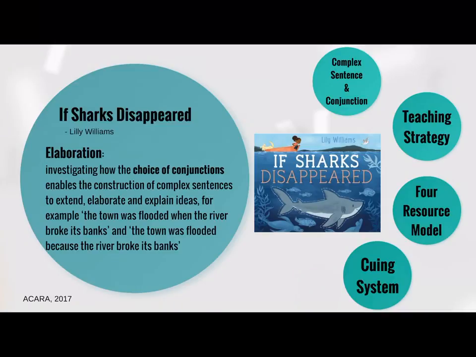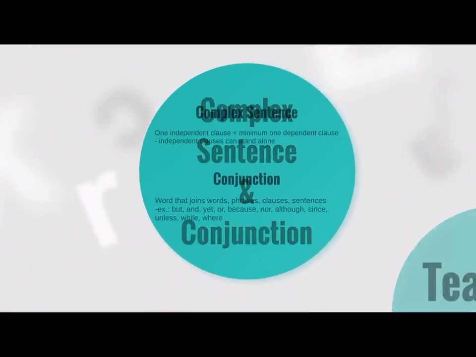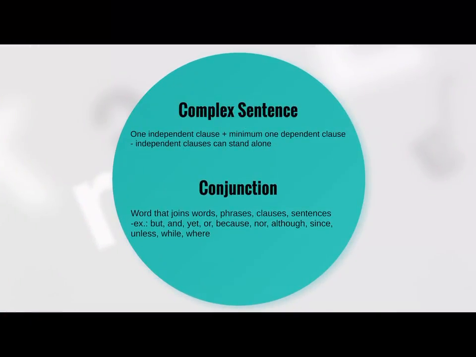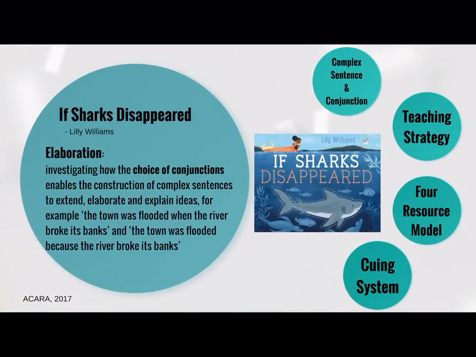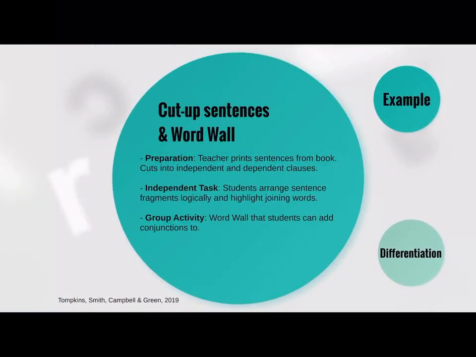Again, in order to teach this, it is important to know that a complex sentence always has one independent clause and a minimum of one dependent clause, and that conjunctions are words that conjoin different words, phrases, clauses, or sentences. Examples of these would be but, and, yet, or, because, etc. A suitable teaching strategy would be working with cut-up sentences and integrating a word wall.